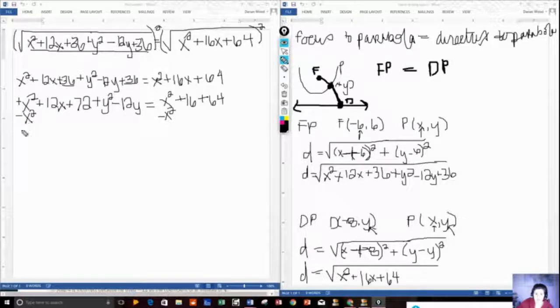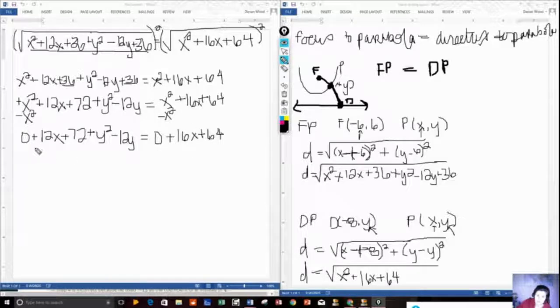So x squared minus x squared leaves us 0 plus 12x plus 72 plus y squared minus 12y equals x squared minus x squared is a 0, x plus 16x plus 64. Okay, so now let's gather all of our x's, and they wanted it on the right side.